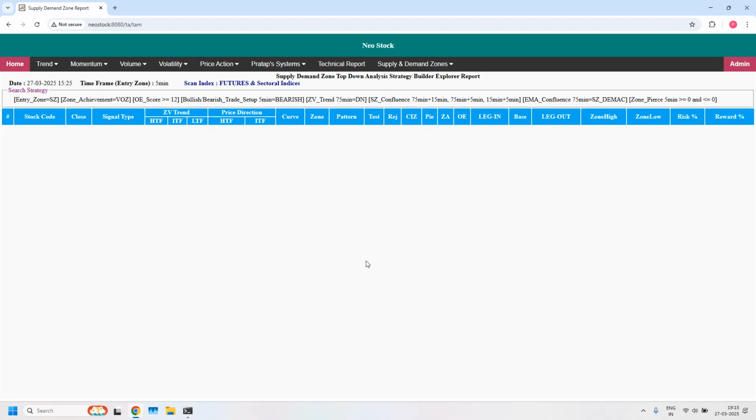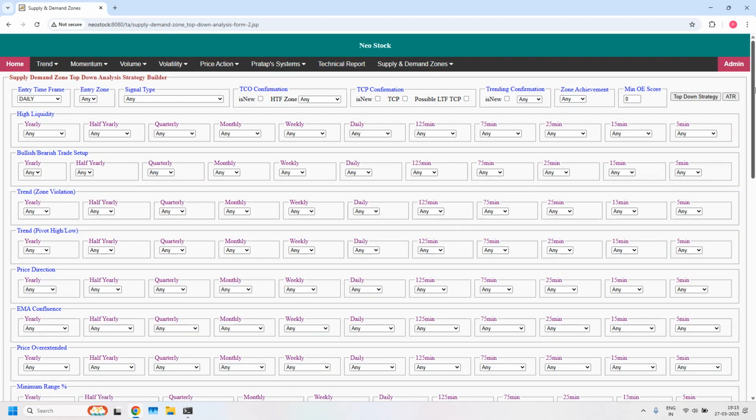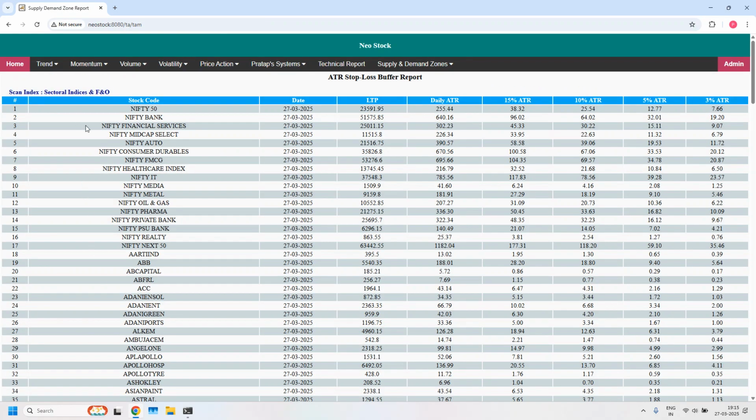So with this, we have completed all the income trade report generation. And in the final report, let us generate stop buffers based on daily ATR. All these are the stop buffers. The first 17 in this list are indices, and the remaining are all equity stocks. Okay, I'm scrolling the list down. Whichever stock you want to refer to, pause the video there.